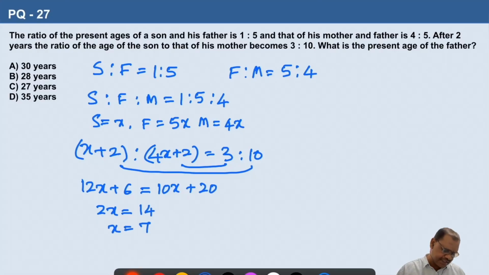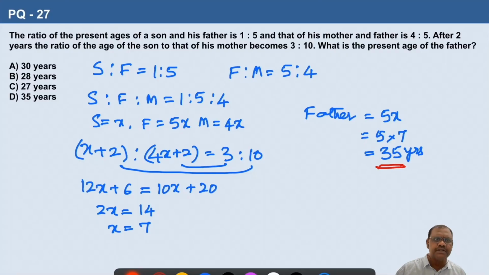So what is the present age of the father? Father is 5x. That is 5 into 7. Father is 35 years old. So the answer is option D.